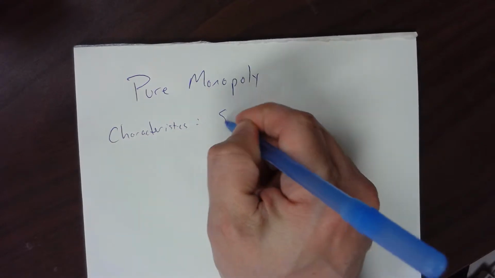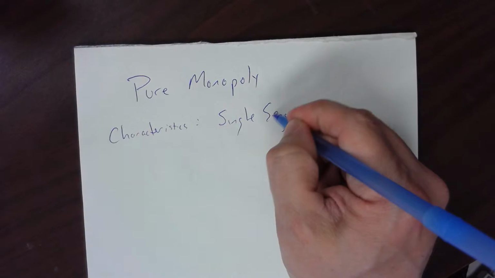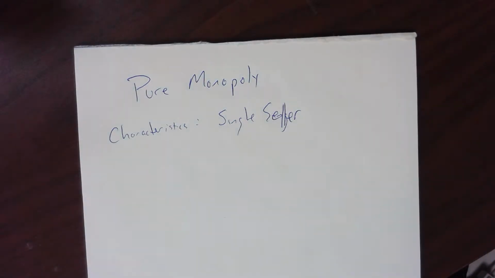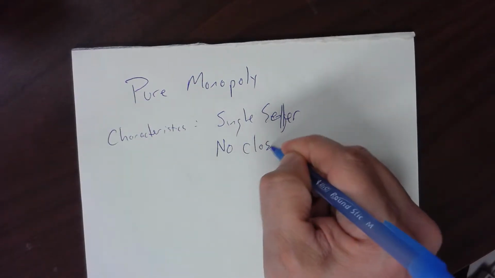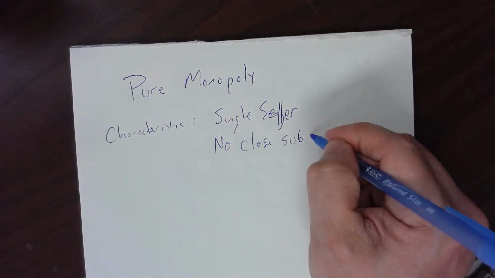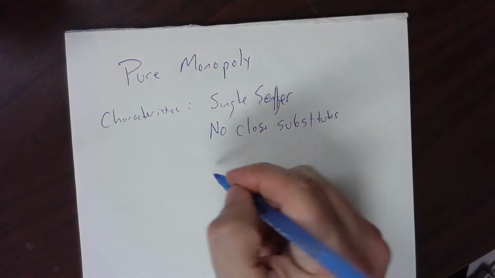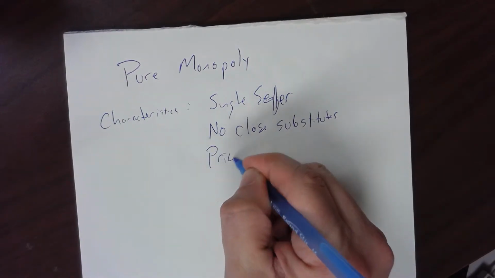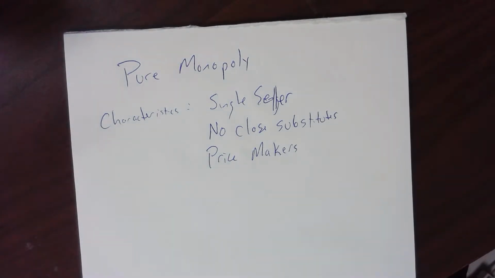So first off, in a monopoly, there is one single seller. All right, obviously that's why it's called a monopoly. There's one person that sells this. There are no close substitutes. That's why it's a monopoly. Unlike pure competition, they are not price takers. Instead, they are price makers, meaning they have complete and total control over the market.